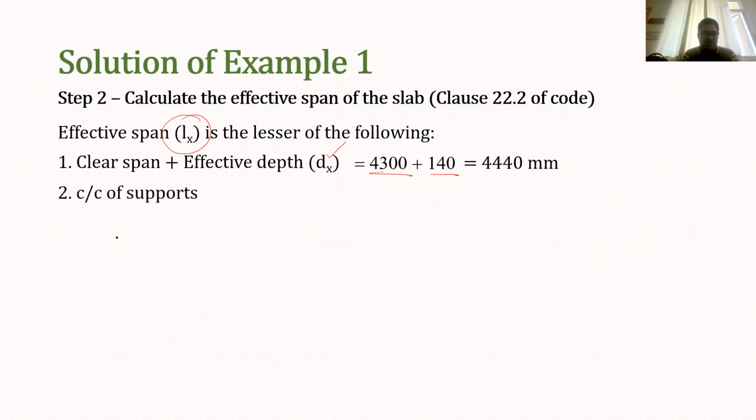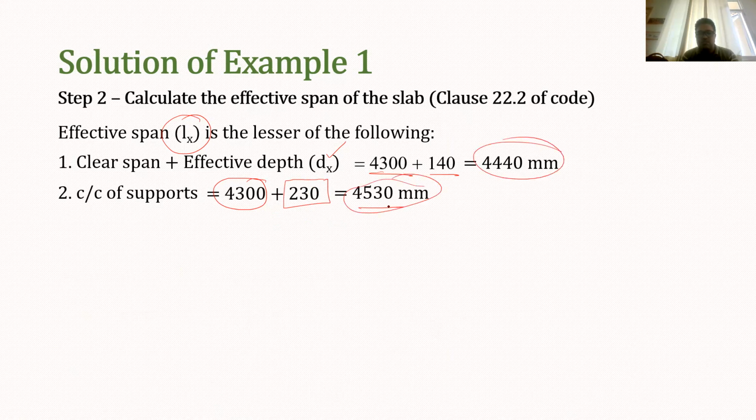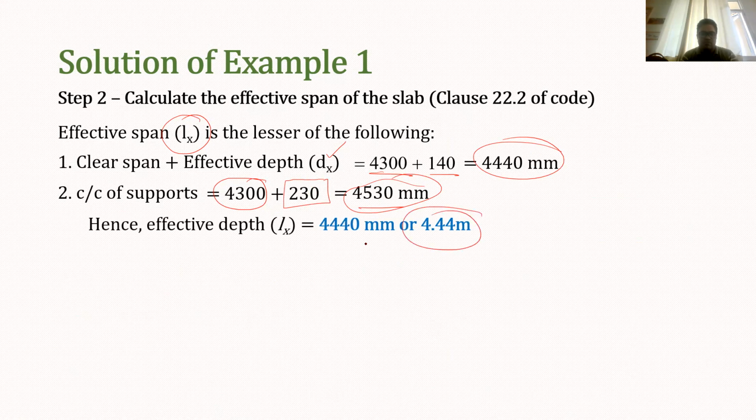Similarly, the second aspect is center to center of the support. So center to center of the support is clear span plus half of the support from one end and half of the support from the other end. The support is already given in the problem. By adding this, we get the center to center of support as 4530. So the lesser value of these two will give us the effective span along the shorter span. So the effective span is 4.4 meter, which is the Lx value.